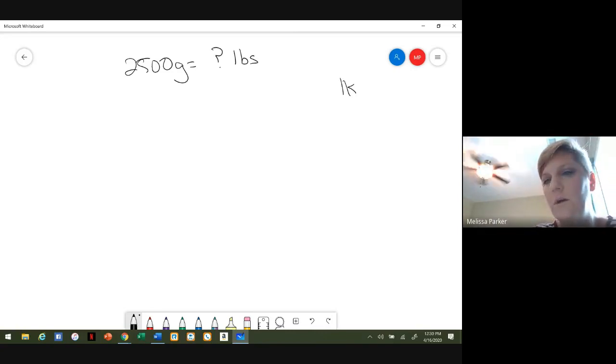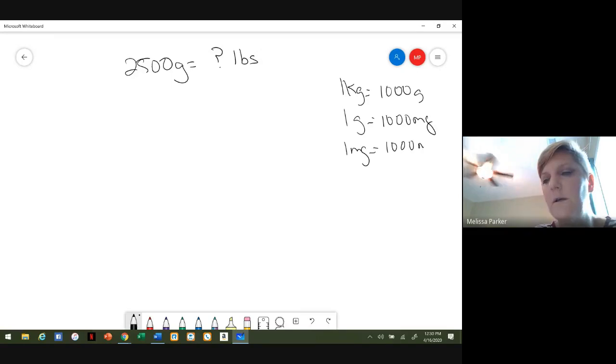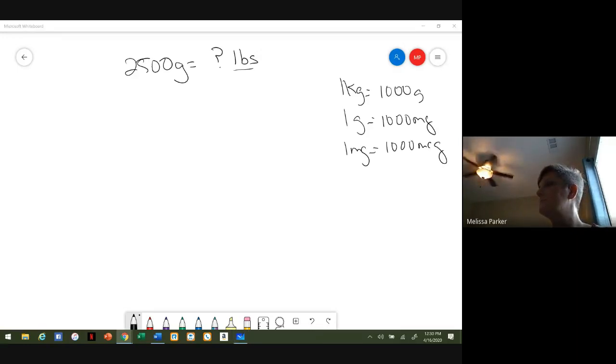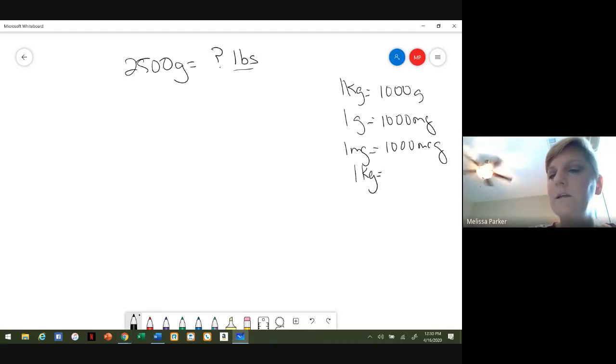So our conversion is 1 kilogram is 1,000 grams. And that 1 gram is 1,000 milligrams. And 1 milligram is 1,000 micrograms. Okay, but we have pounds here. We don't have pounds over here. So can someone think of a conversion I can use? What conversion can I use for pounds that I do know? Yes, we can use kilograms to pounds, right? 1 kilogram is equal to 2.2 pounds, okay?